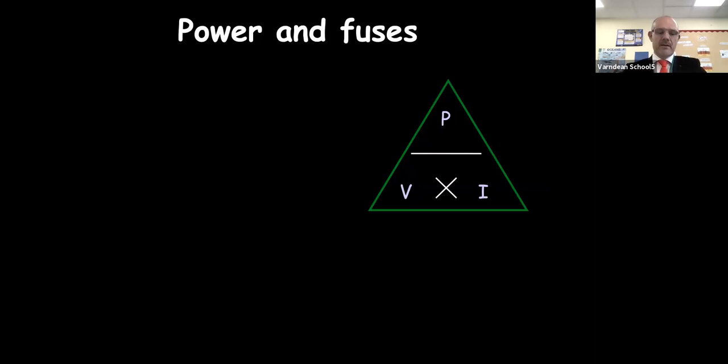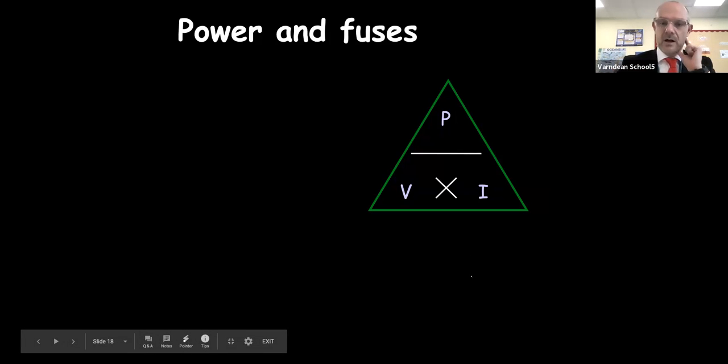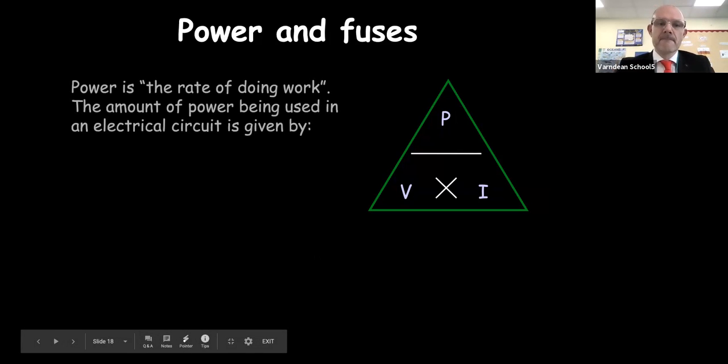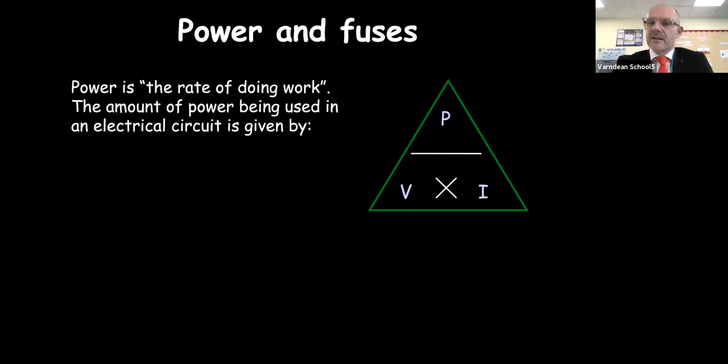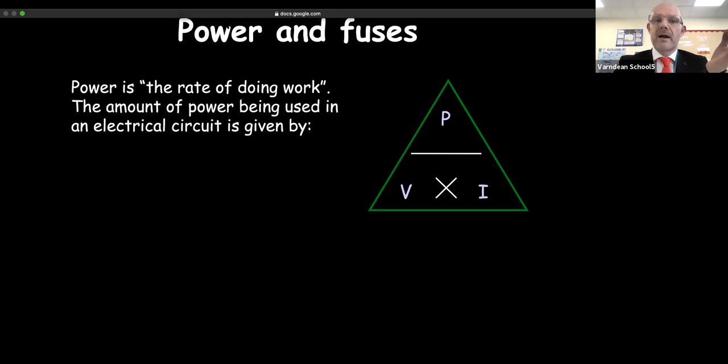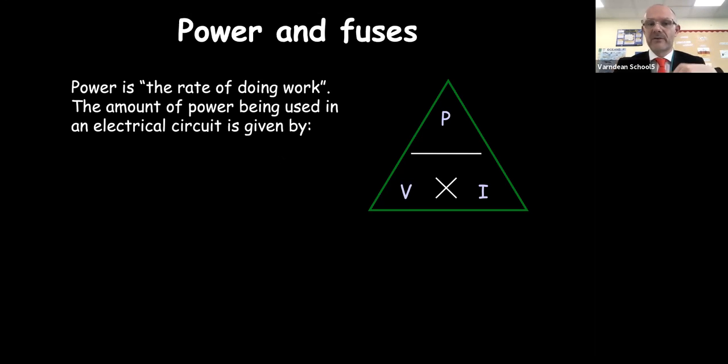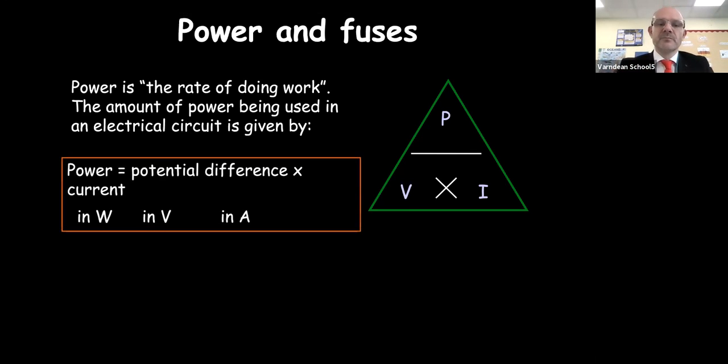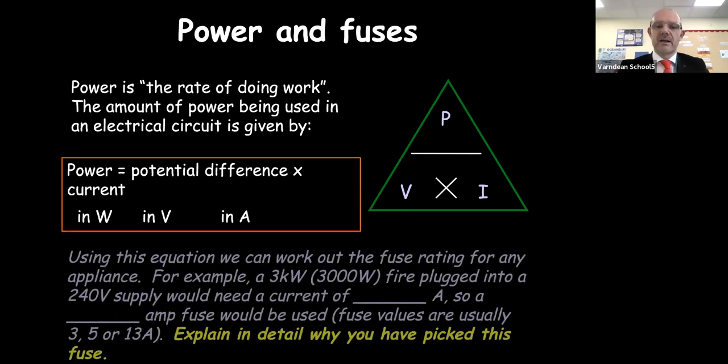Right. Here's the bit that I want to spend slightly more time talking about: power and fuses. So there is the equation triangle for power. So power is equal to potential difference times current, okay, V times I. And power, we've already said, is measured in watts. So we had a different equation for power a moment ago. We had power is energy divided by time. It's still the rate of doing work. It's still joules per second, but in an electrical circuit, that's how we calculate it. It's still the rate of energy transfer. That doesn't change. It's still measured in watts. So we've got potential difference in volts and current in amps.